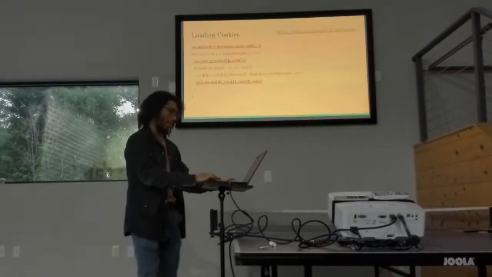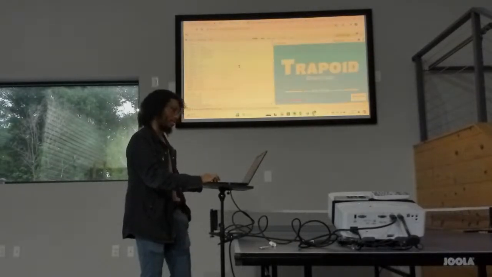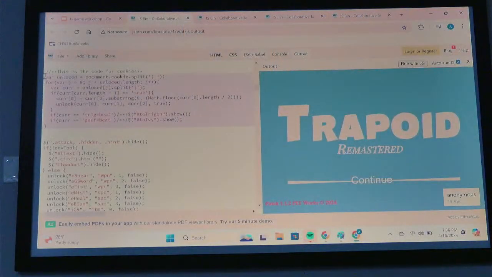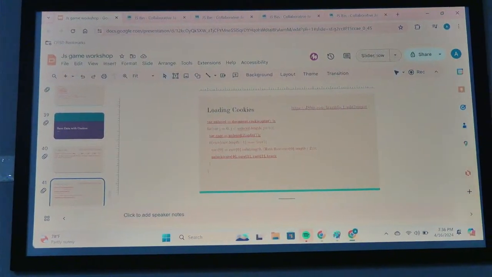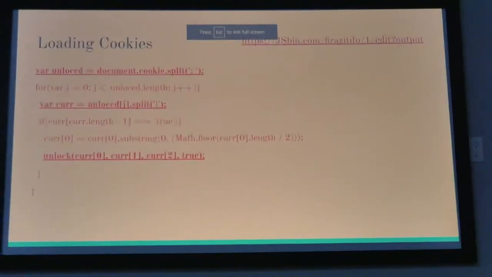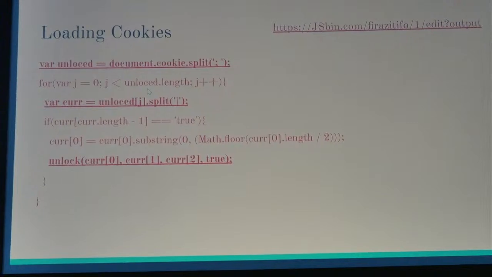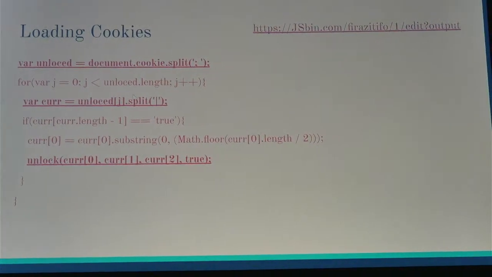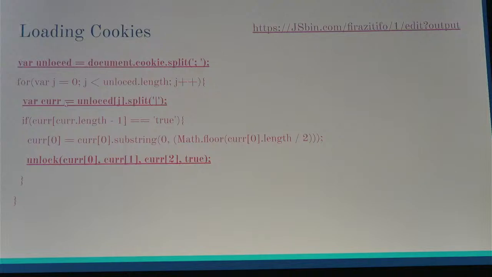So for loading the cookies, this is all done at the start of the code, so once it all first runs. This right here, there's the variable unvoiced, and that gets the cookies and splits it so it can be used. In the for loop, it goes through all the separations, and it looks for certain parts of the unvoiced array that's made from the splits. It goes through, makes sure all the values are right, and if you have the item unlocked, it'll go ahead and use the unlock function to unlock them once again.